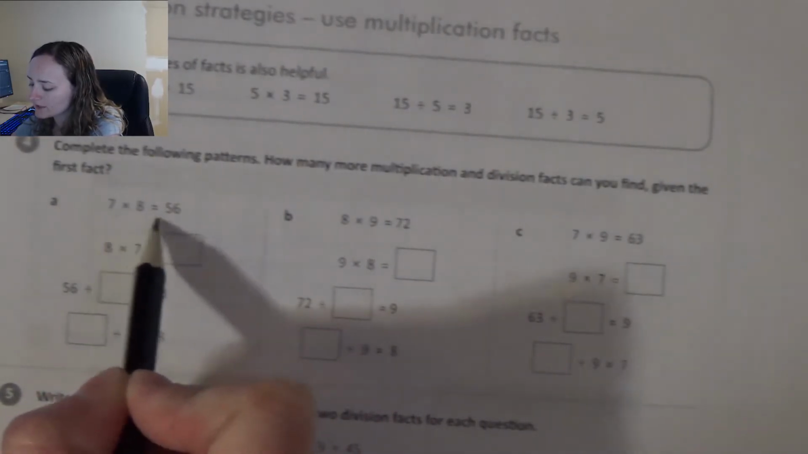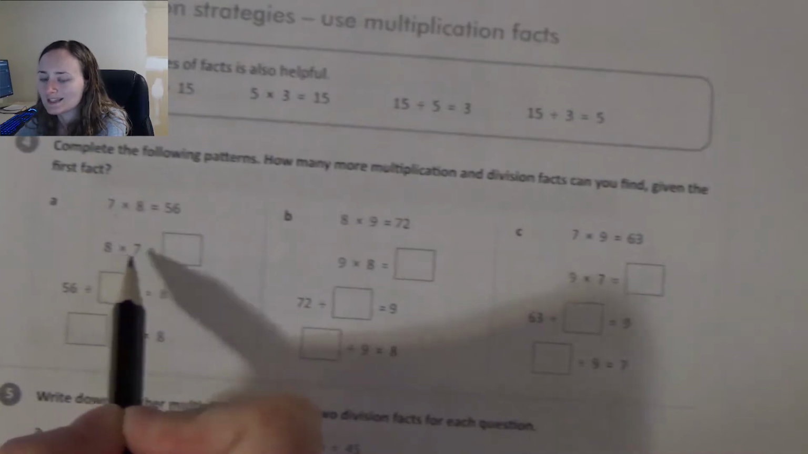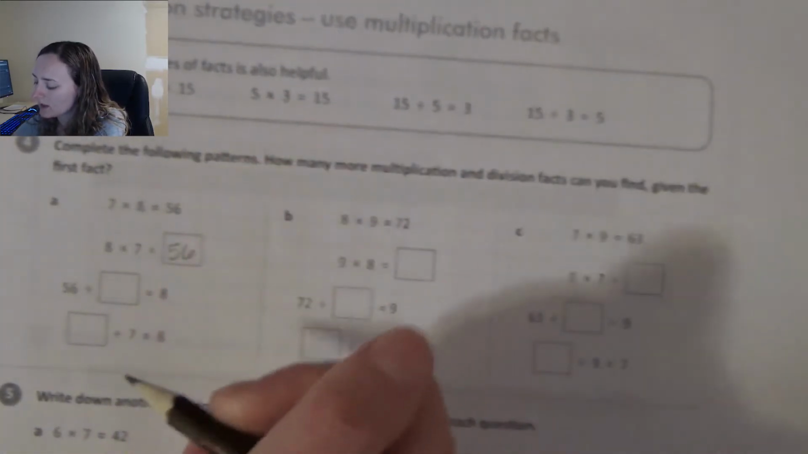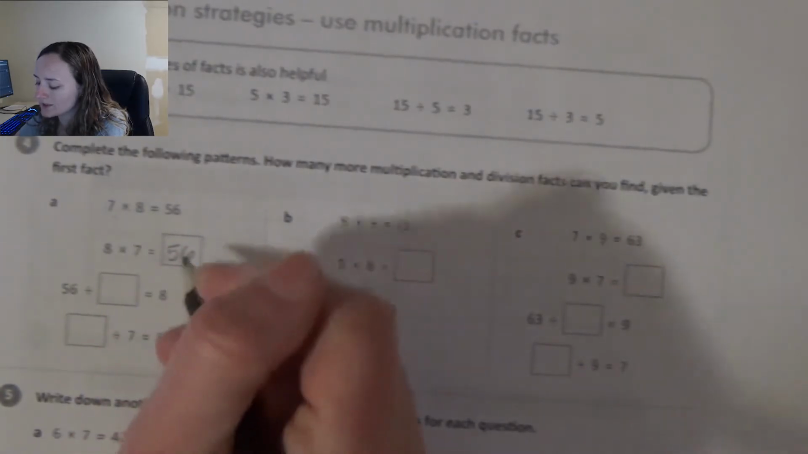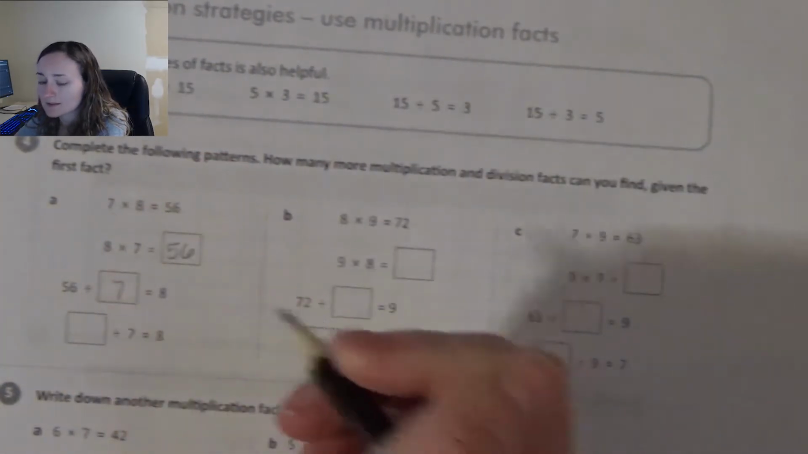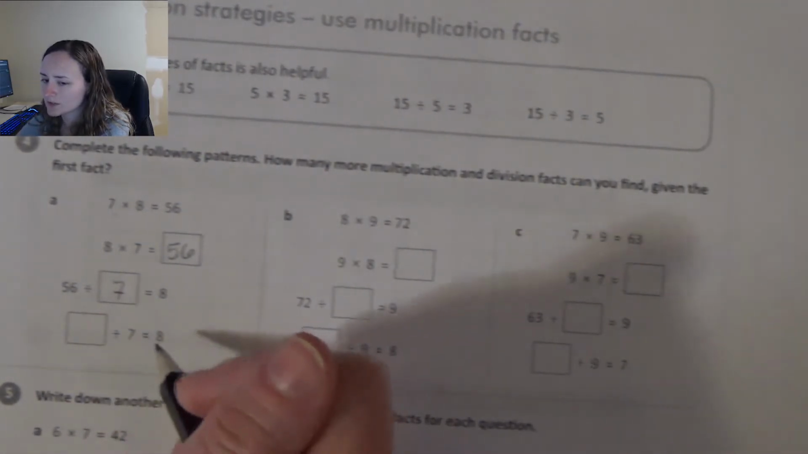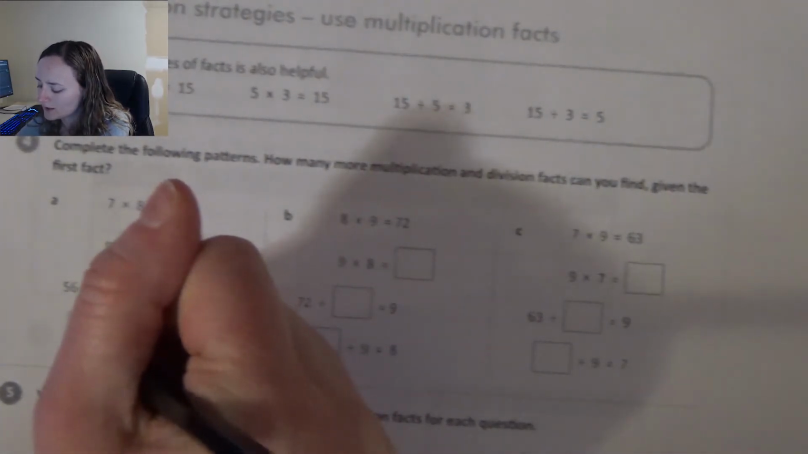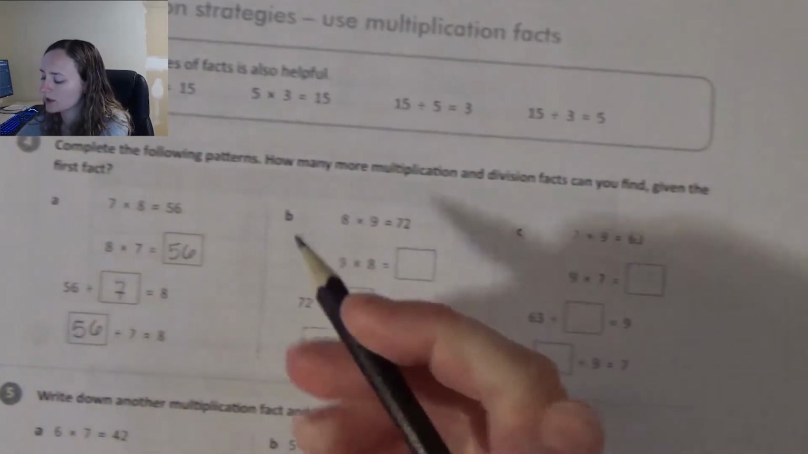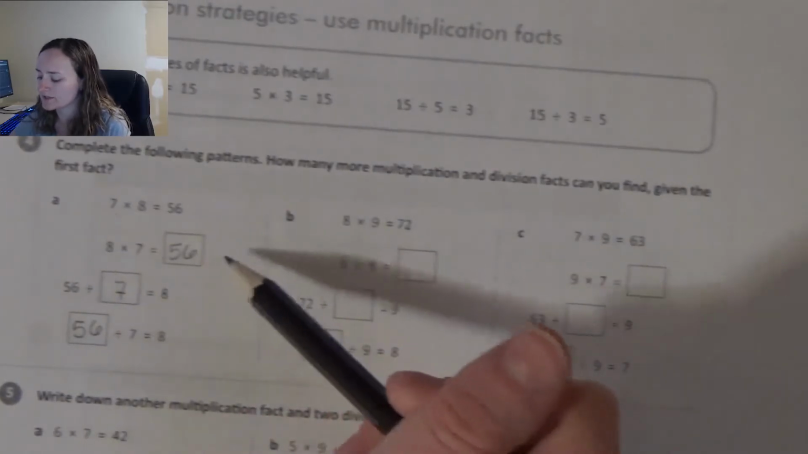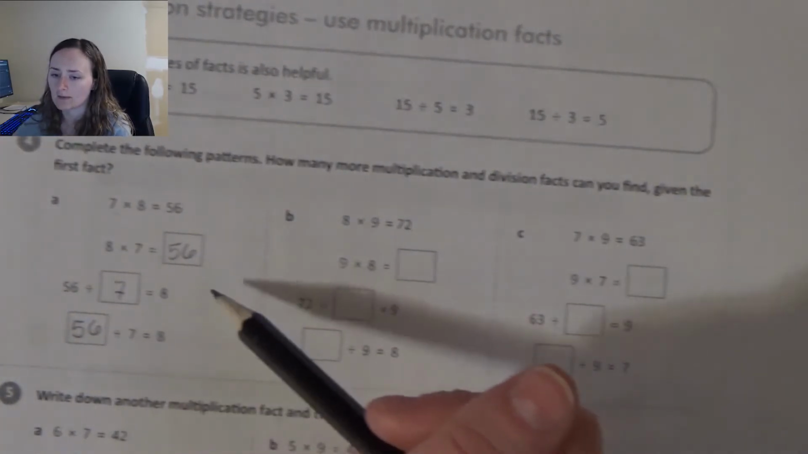So I know that 7 times 8 is 56, which means that 8 times 7 is 56. So 56 divided by something is 8. Well, I know that is 7. And something divided by 7 equals 8. I'm going to go ahead and put in 56. So as you can see, all of these are related. 7 times 8 is 56. 8 times 7 is 56. 56 divided by 7 is 8.